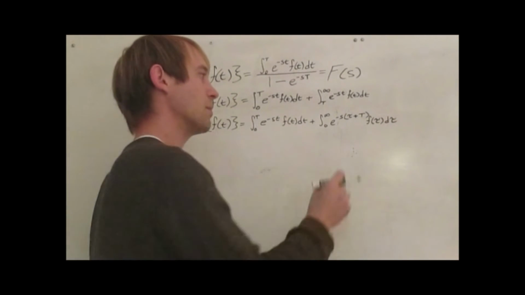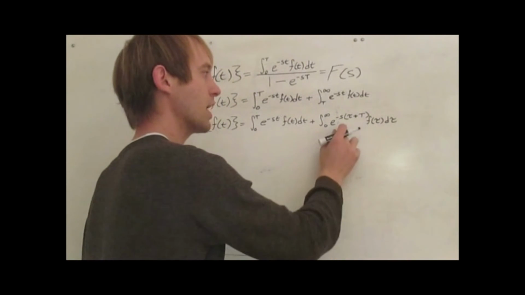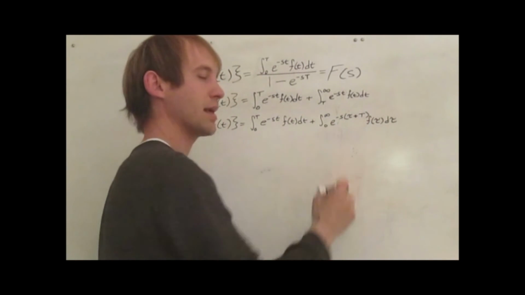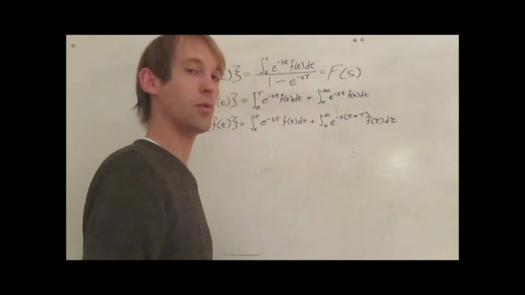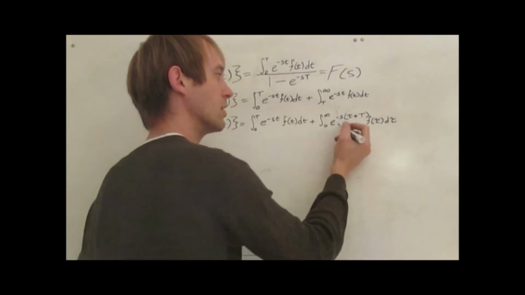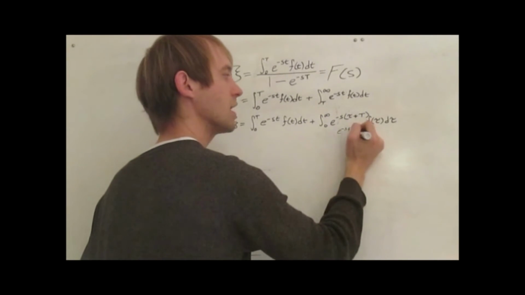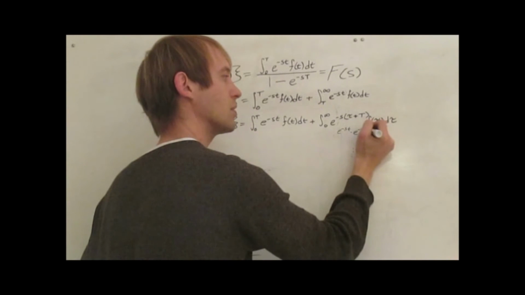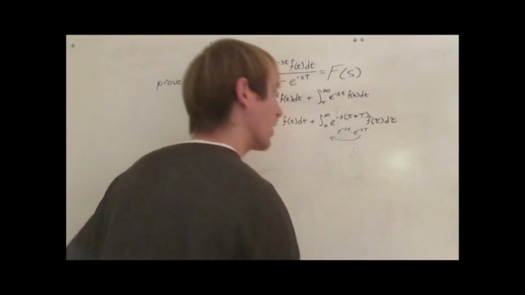Well, the next step is going to be to pull out the constant term, which in this case is going to be e to the negative s capital T. If you remember, when you add exponents, you're really multiplying the base to the exponent. So this would be e to the negative s tau times e to the negative s capital T. So we're going to pull this out of the integrand.